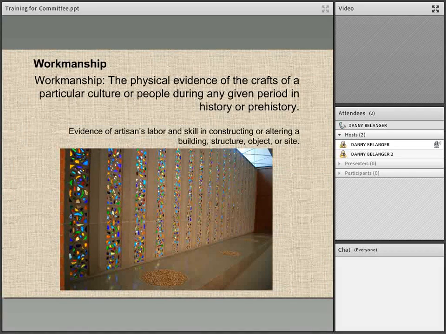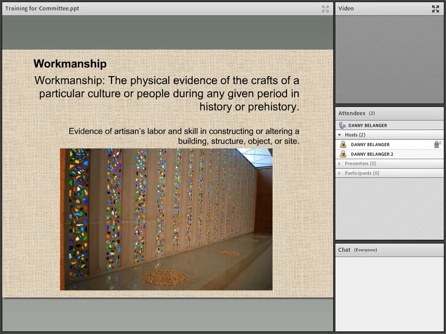Workmanship is the physical evidence of the crafts of a particular period or particular culture or people during any given period in history or prehistory. So in this example, workmanship is shown in the detail of the stained glass done by the artist who created it.